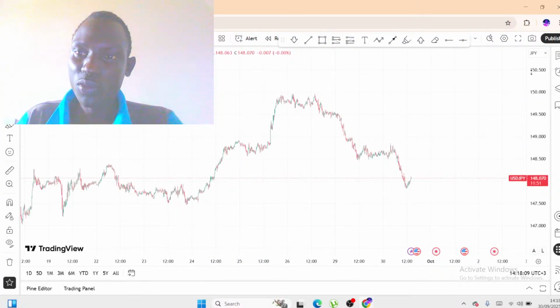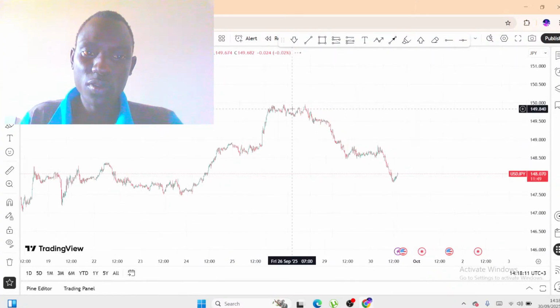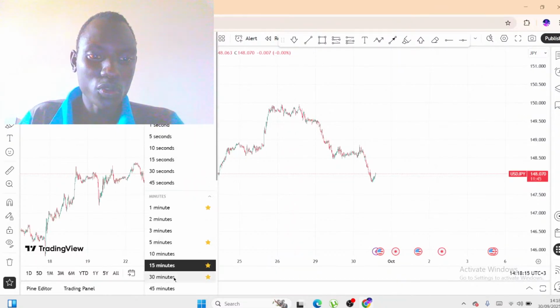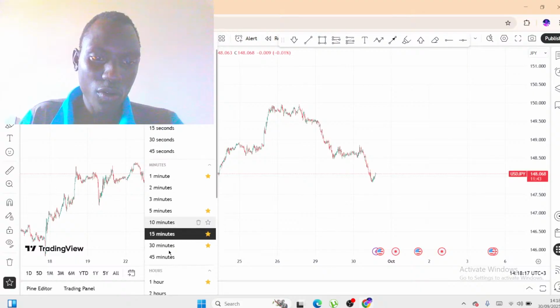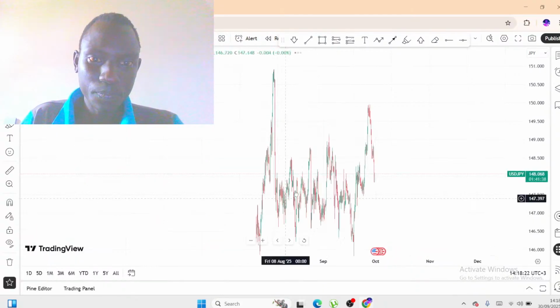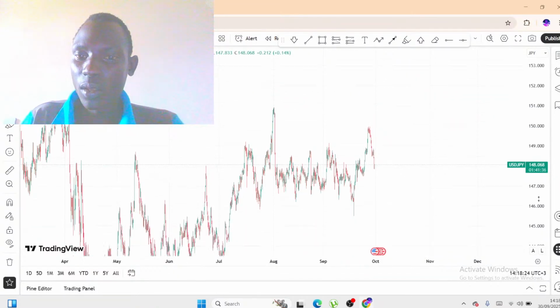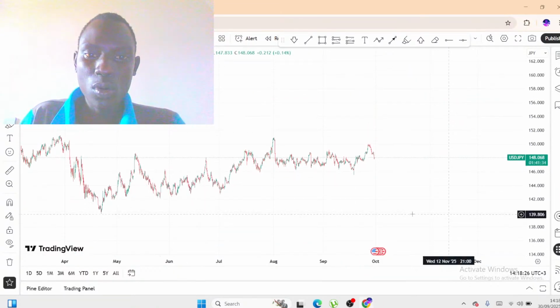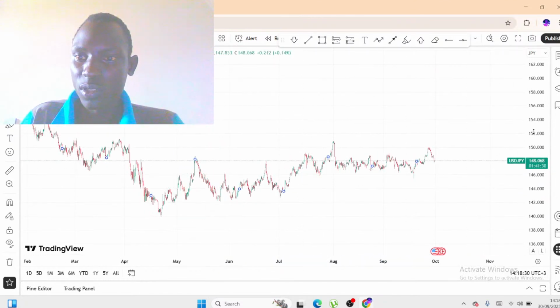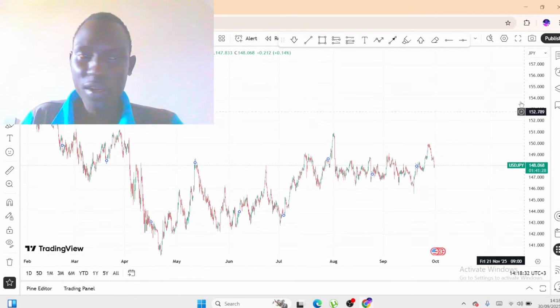So this is our pair. What are we seeing here? We are seeing a clear downtrend, but this is 15 minutes. So we have to go to the higher time frame, which is 4 hours at least. 4 hours is better in this. Alright, so the market is not making any direction in this pair.